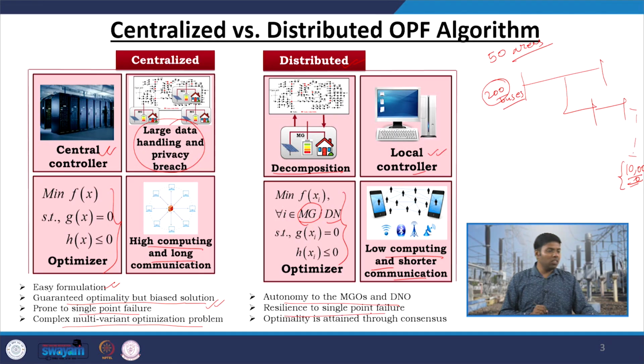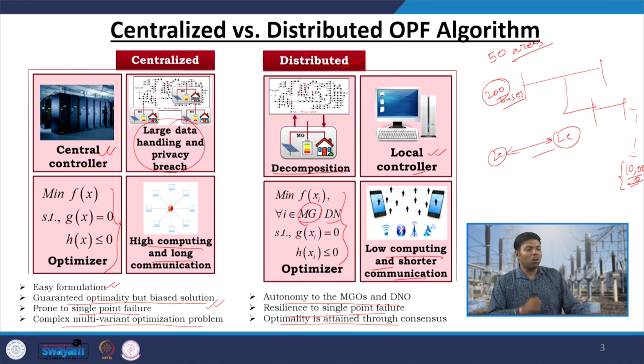They are resilient to single point failure, as we discussed in the last class, and optimality is normally attained through consensus, because we have seen that local controllers communicate with each other. With this communication they will reach the level of optimality when they agree that the solution they are getting is optimal for both of them. They continue to solve the problem repeatedly till they converge to a single point solution.